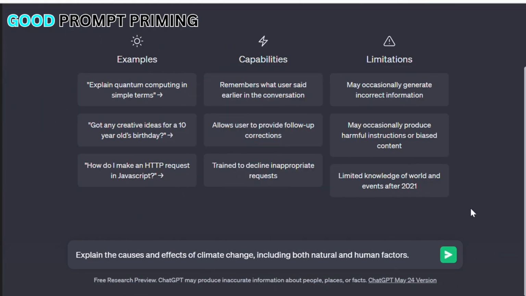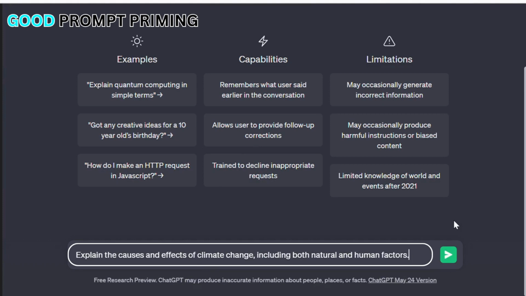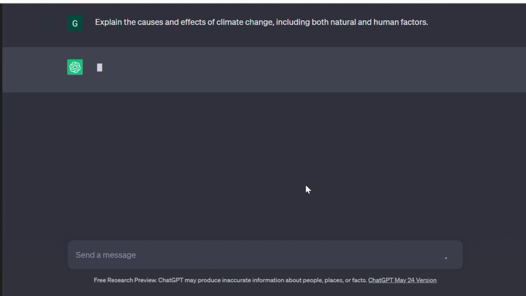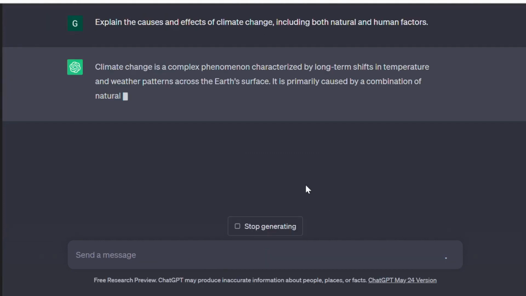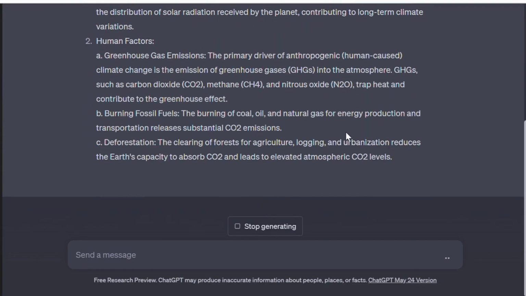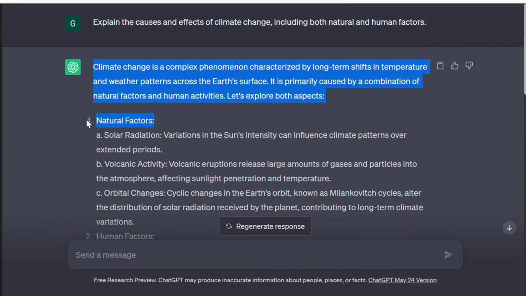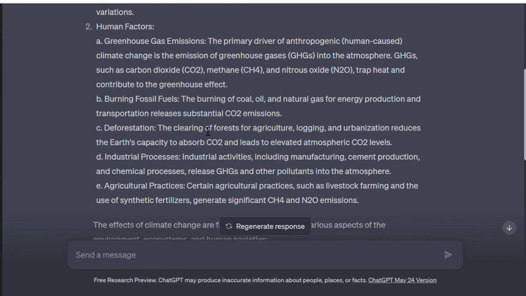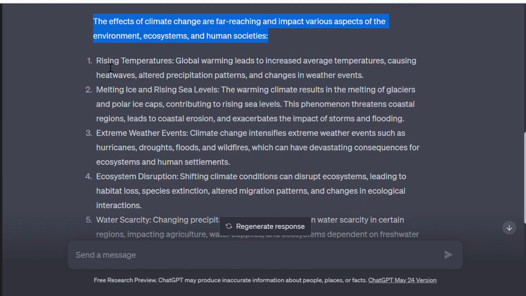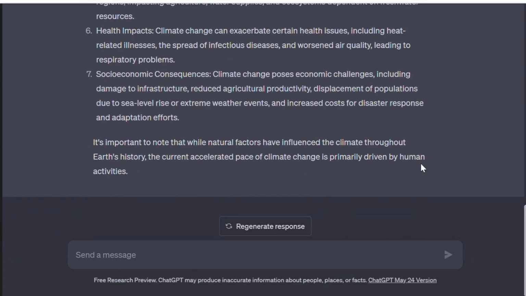Let's take an example. Explain the causes and effects of climate change, including both natural and human factors. Take a look at this prompt. It's specific and provides clear instructions on what you want to know. By including key details like the causes and effects of climate change, as well as specifying both natural and human factors, you're guiding the model to focus on those specific aspects. This improves the chances of getting a comprehensive and relevant response.